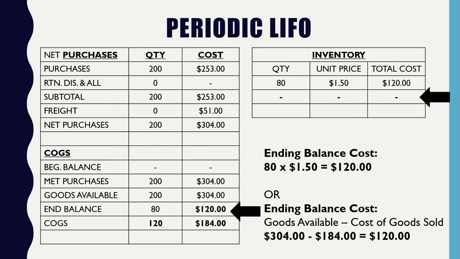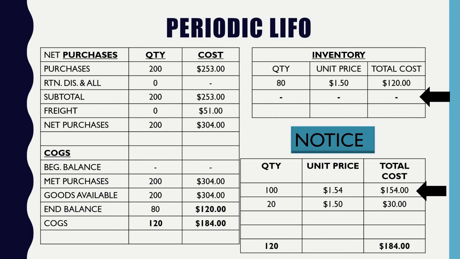And of course, I'm going to solve for my ending balance, which I can do in 2 ways. I can take my 80 remaining in inventory, multiply by 1.50, and I get 120. Or I could simply take the total cost of my goods available, which is 304, and subtract out what I sold, which is 184, and I should have a remainder of 120.